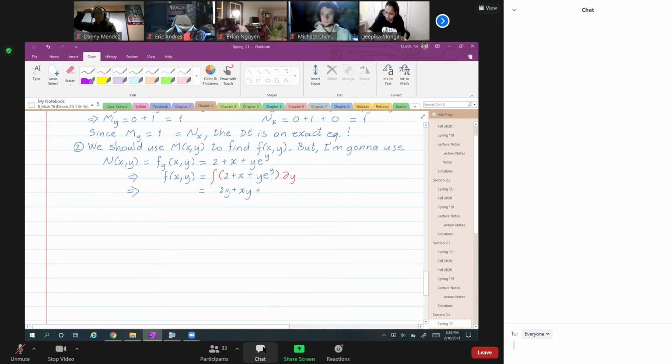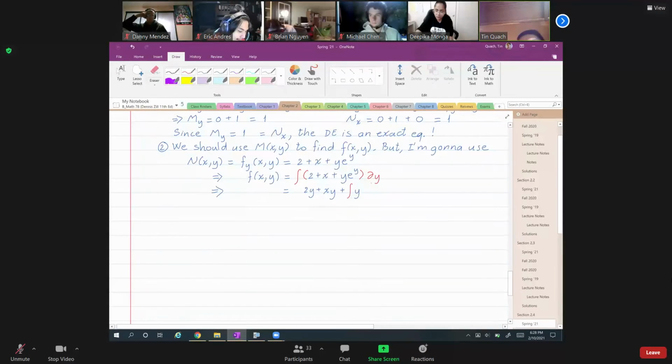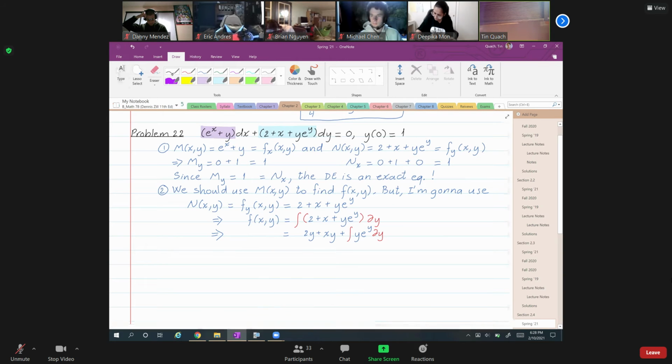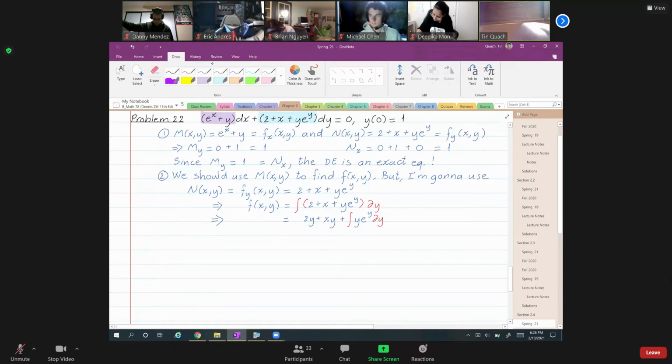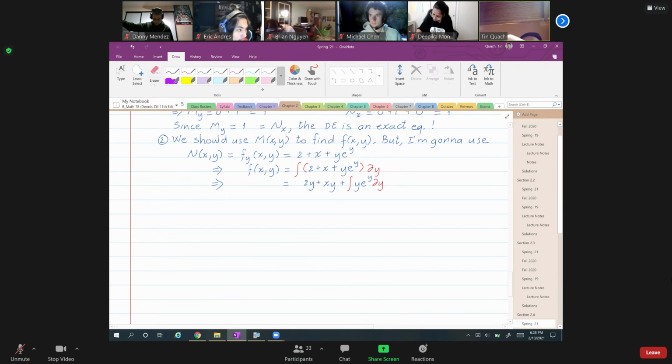And then how do you find the integral of y e to the y with respect to y? Integrating by parts. So now it's harder, right? Well, it's still easy at this stage. It should be easy, but it takes longer than using the M to find the derivative. So that's why you should always use the simpler one. I'm going to separate this to do some work. We're going to use parts.